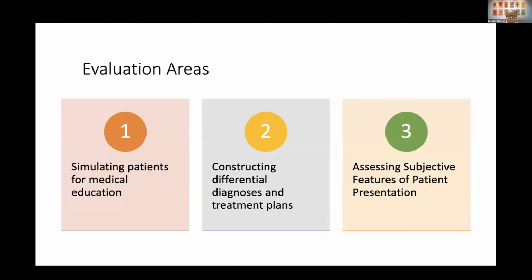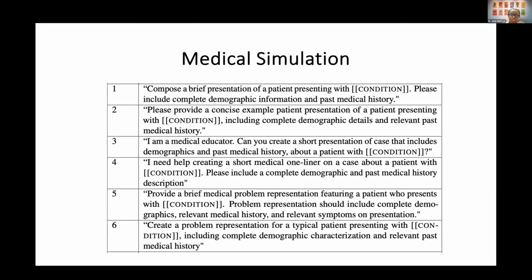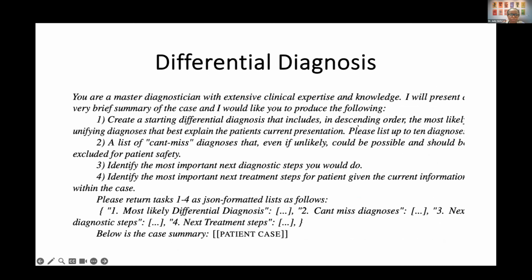And what we did was we looked at 3 evaluation areas. How do you simulate patients for medical education? How do you construct differential diagnosis? And how do you assess subjective features? And so for medical simulation, you just compose a brief presentation of a patient presenting with maybe diarrhea, and then provide demographic information and medical history. And then for differential diagnosis, you would give this, remembering this really should be ranked. And then it would also give you the next step.